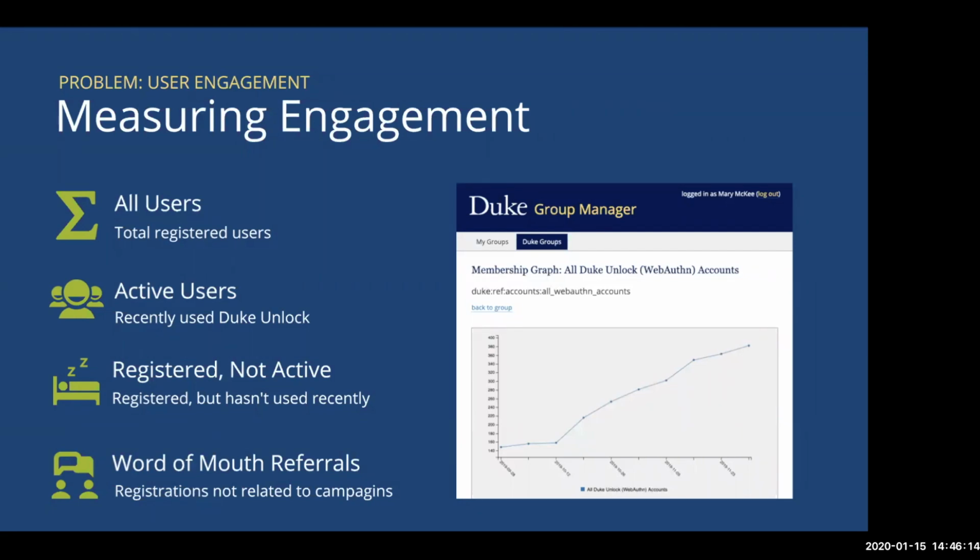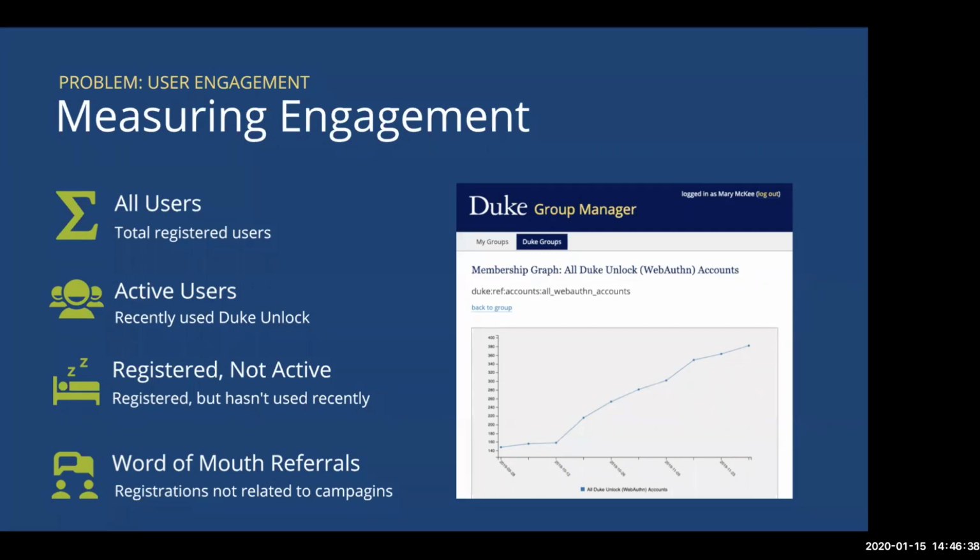But to measure the baselines, we wanted to check, how is our total user base going? How is our active user base going? What's happening with folks who registered but are not actively using it? And then a more qualitative sort of metric is, how are word of mouth referrals going? What happens when we stop telling anyone about Duke Unlock? Do we still see people signing up and telling each other about it?